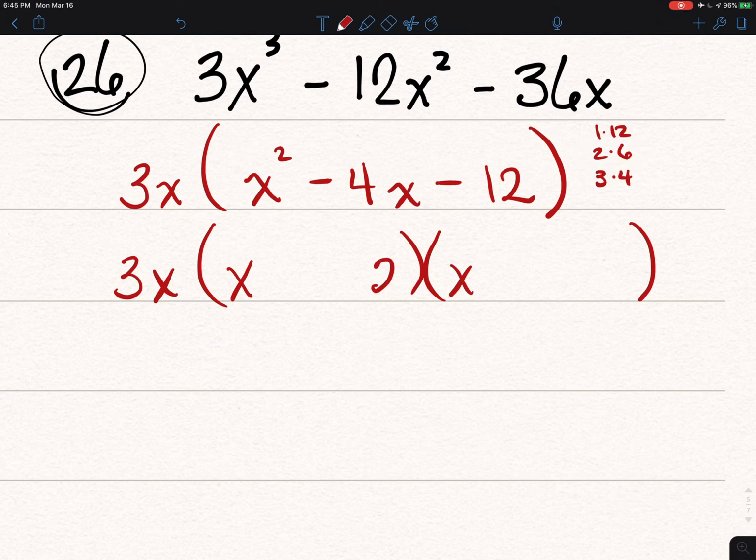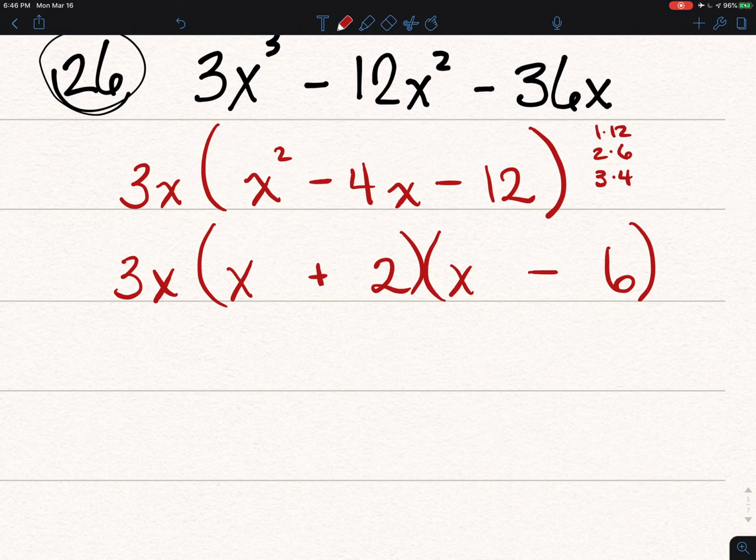So let's go ahead and put those in. Now, don't get hung up on this. I need the 2 and the 6 to either add or subtract to give me a negative 4. How can I add or subtract a 2 and a 6 to give me a negative 4? Well, I would need a positive on my 2 and a negative on my 6.